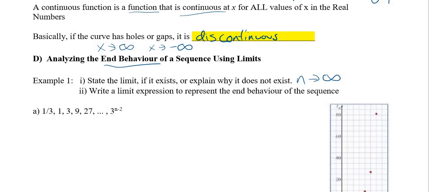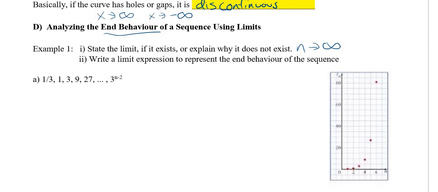So in example 1, we can already see that this is a sequence. It's discrete data. It's hard to tell if it's continuous or not, but in this case, we know that there is a pattern here. So we're going to just draw a line through it just to help us out. Essentially, this graph here is modeling the sequence a third, 1, 3, 9, 27, and so on and so forth, to 3 to the power of n minus 2. And we're basically trying to examine what's happening as n approaches infinity. So it's first asking us to state the limit if it exists, or explain why it doesn't exist.